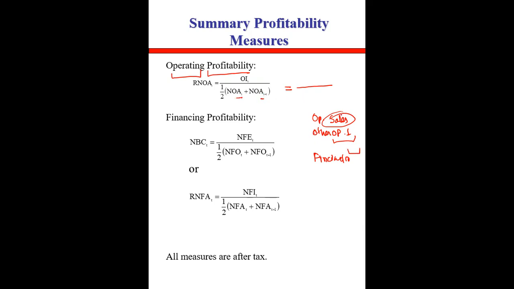Okay. And in the denominator, you see that it is no longer the asset. It is now net operating asset. We have learned what net operating asset is: the difference between the operating assets and the operating liabilities. Since the beginning net operating asset was invested, and over time operating asset has been invested in the company, by convention we need to take the beginning and ending net operating asset, like the return on asset. Okay, so that's the reason why we take the average here.